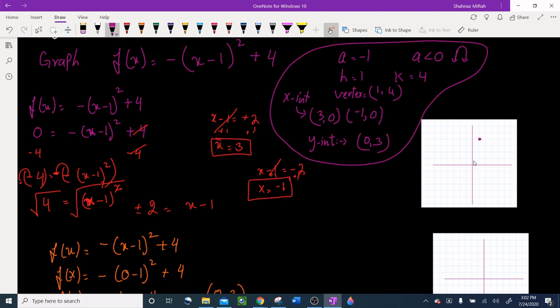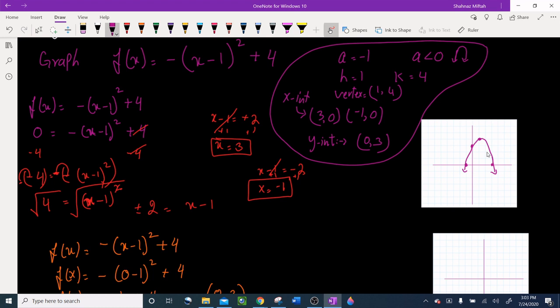That's for the vertex. Now I have the x-intercept, which is 3, 0. So I got 1, 2, 3, 0, and I got negative 1 and 0. Here we go. Then I got the y-intercept, which was 0 and 3. 1, 2, 3. So these are all my points. All I have to do is connect them and see how my parabola looks. I mean, it's not straight, but that's all I can do. Here we go. So this is my parabola, and that's the graph of this.